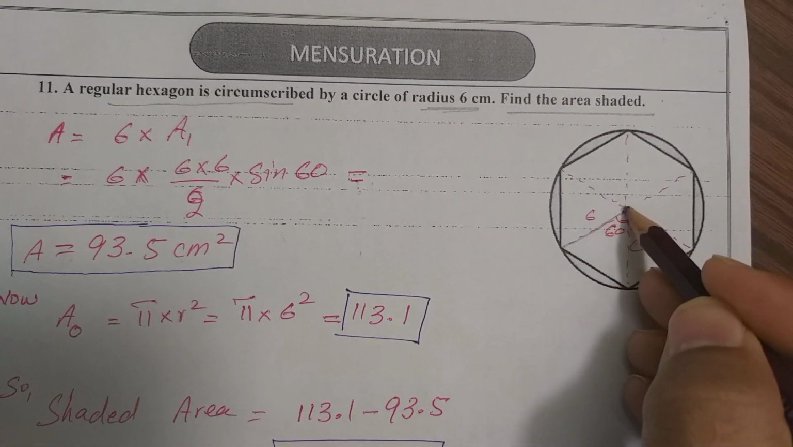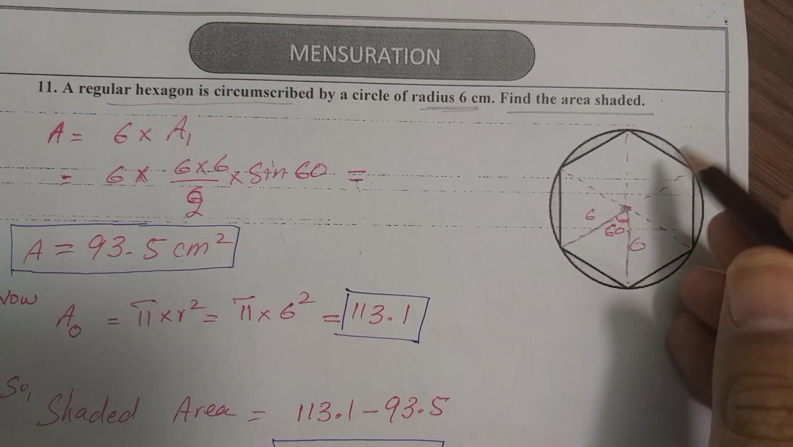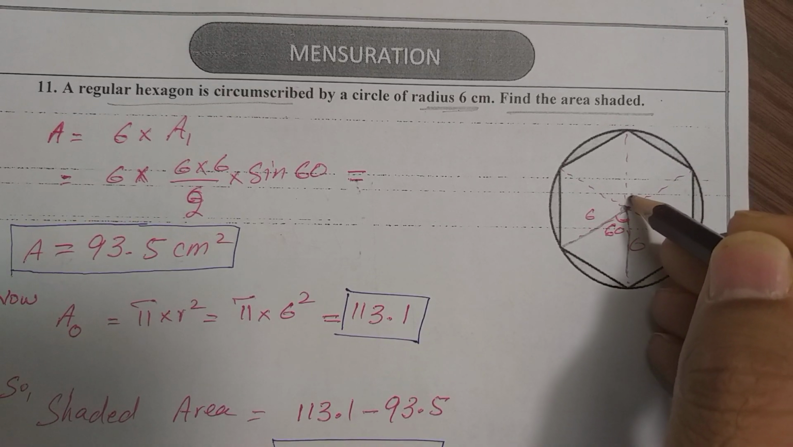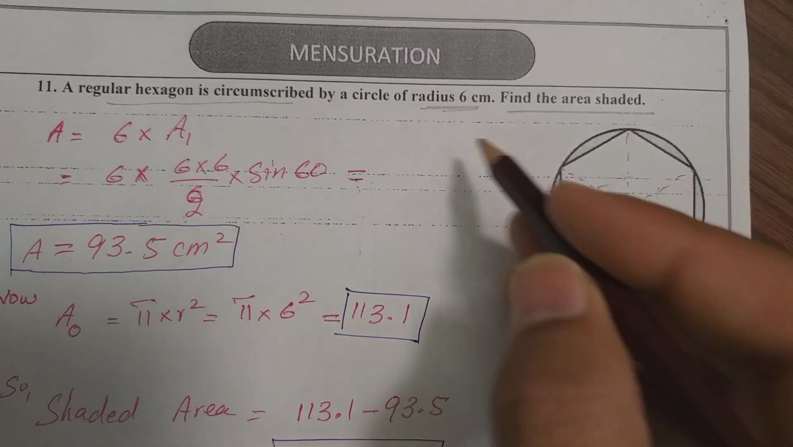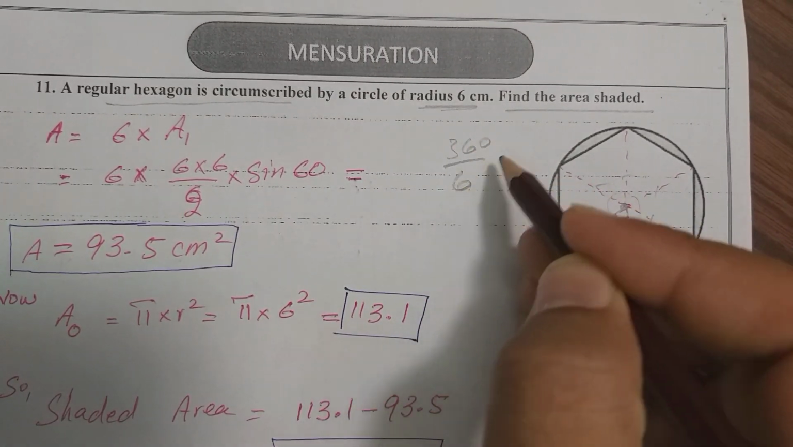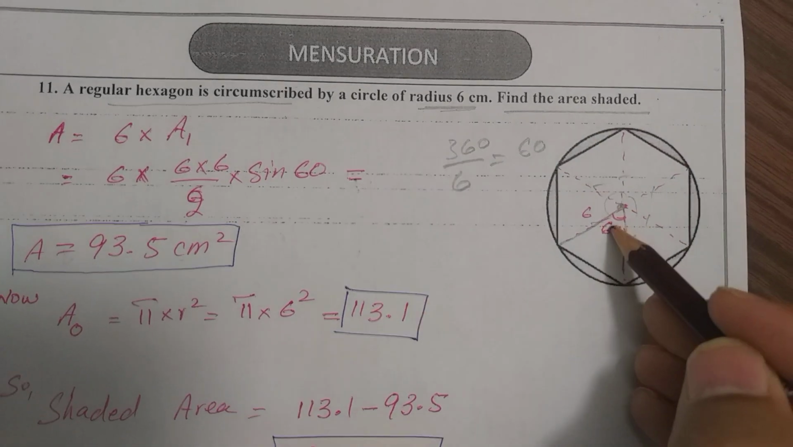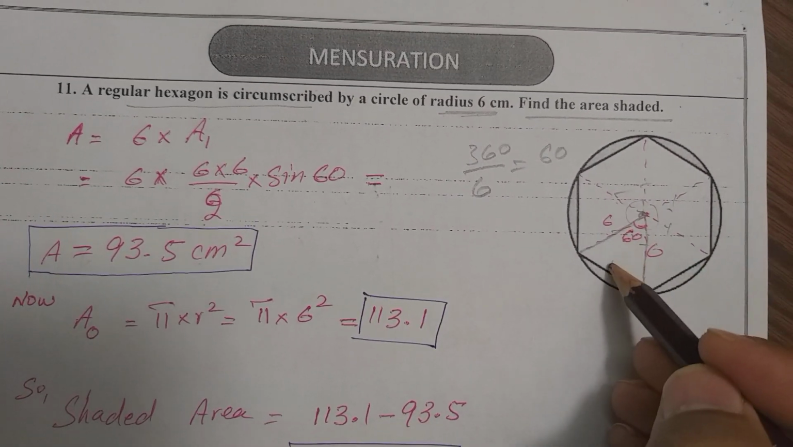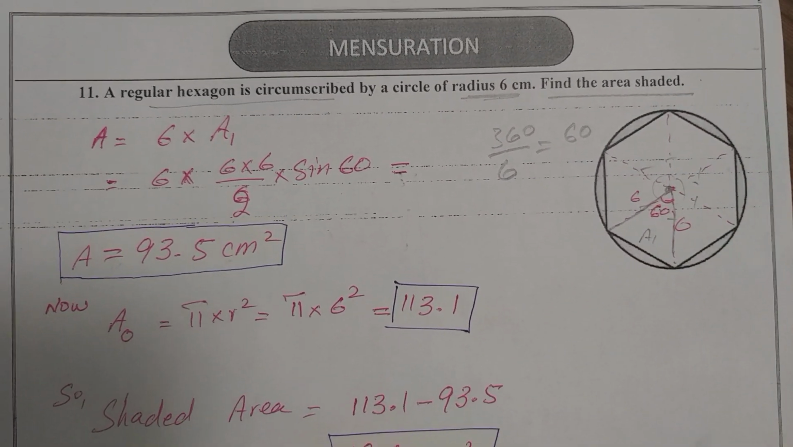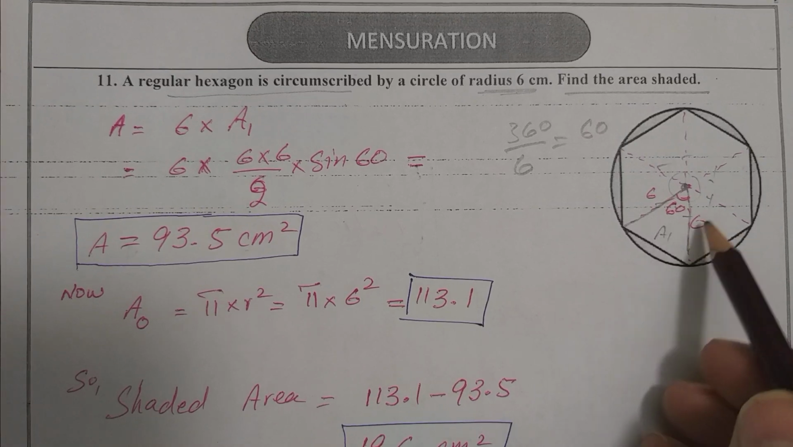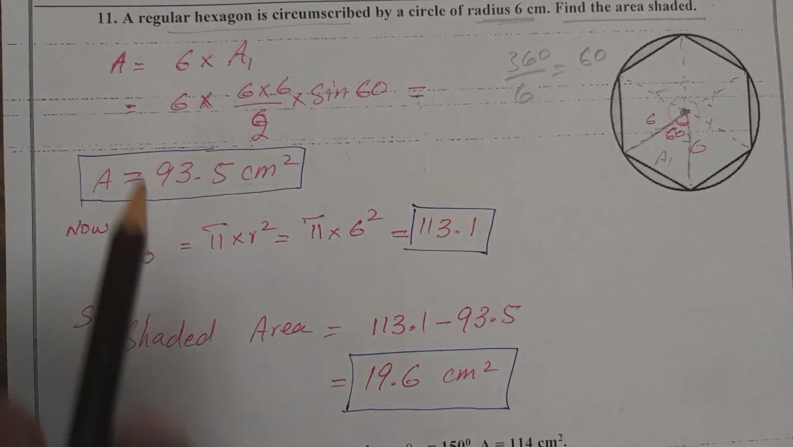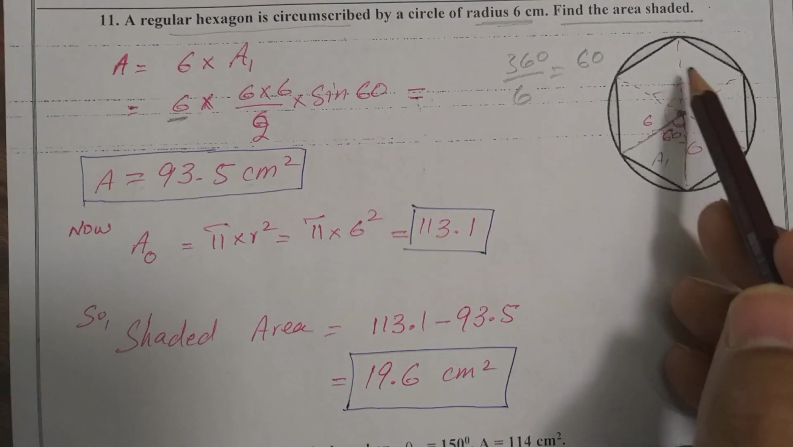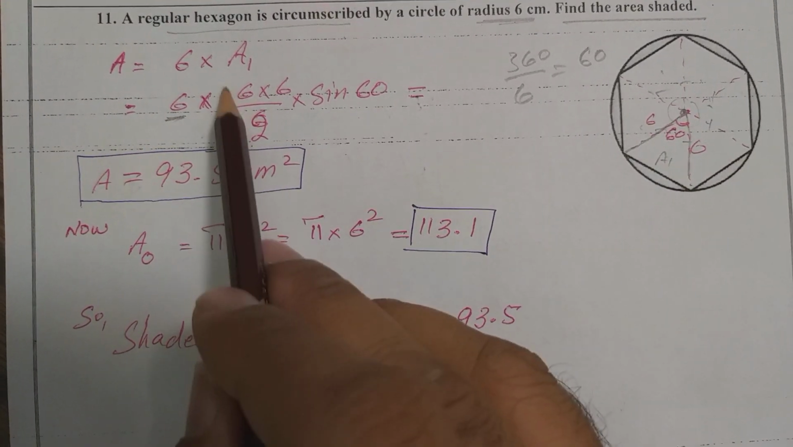So this is the triangle. So we know that the total angles around a point is 360. So there are 6 sides. So 360 divided by 6, you find each angle is 60. Find the area of one triangle, then multiply it by 6. You find the area of the hexagon. So this is 6 sides because there are 6 triangles. So I multiply 6 by the area of the triangle.